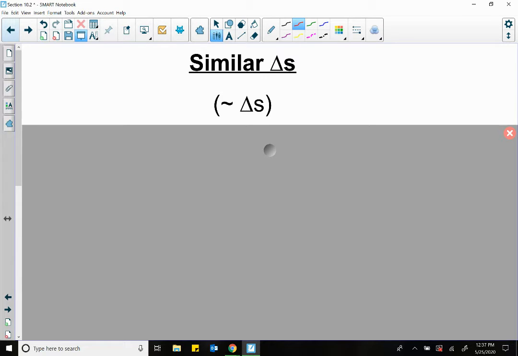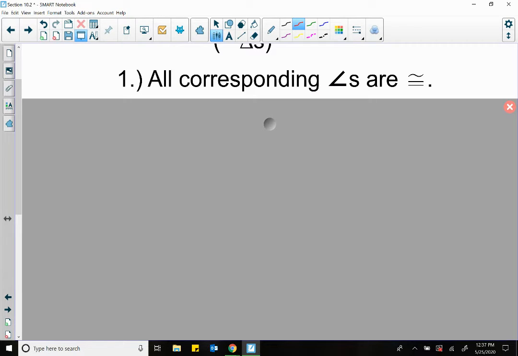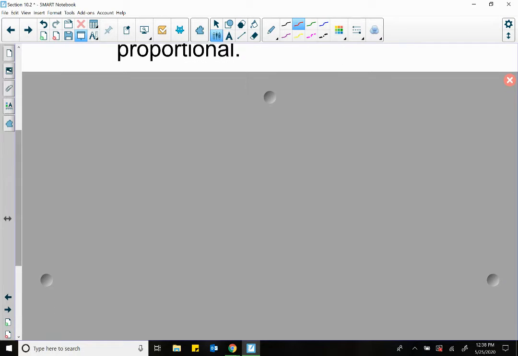Okay, so we're going to talk about similar triangles. This little squiggle right there means similar. Okay, no longer means negation. So this means similar for us. So similar triangles. It takes 2 things for triangles to be similar. This is the definition. 1, all corresponding angles have to be congruent. Okay? And 2, all corresponding sides are proportional. If you meet those 2 things, then your triangles are similar.